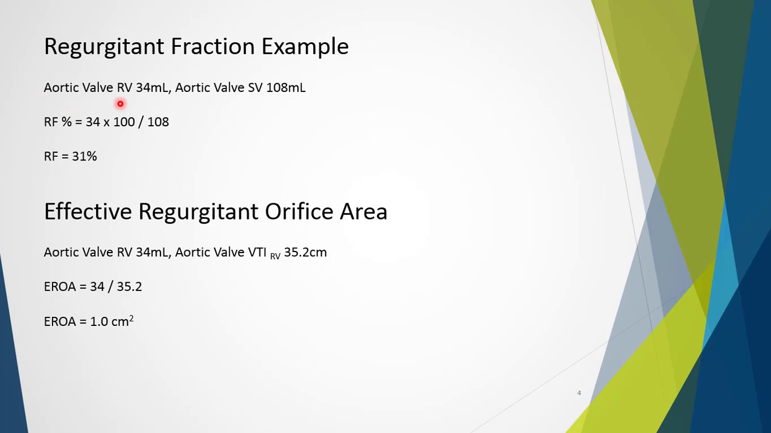With our aortic valve, we have a regurgitant volume of 34 mLs. An aortic valve has a stroke volume of 108 mLs. So simply it's represented as 34 times 100 divided by 108, 31%. To work out the effective regurgitant orifice area, we need to also include the VTI of the regurgitant volume, and that worked out to be 35.2 centimeters. So simply 34 divided by 35.2, our effective orifice area works out to be 1 centimeter squared.